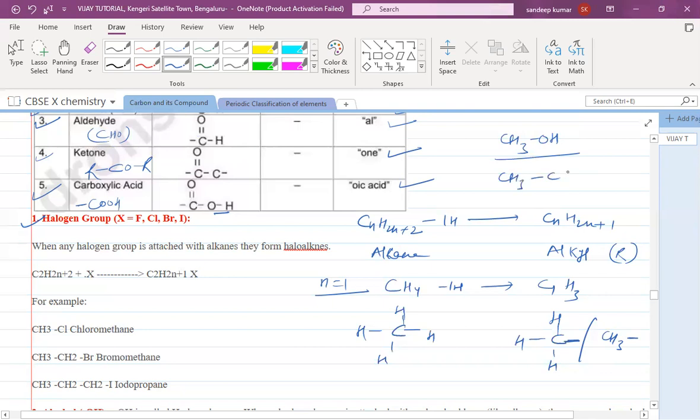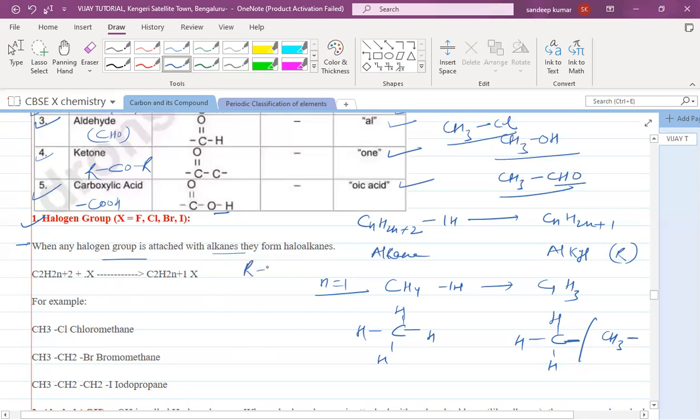If a CHO group attaches, it becomes an aldehyde. If chlorine attaches to the CH3 alkyl group, it becomes a halogen family compound. When any halogen group is attached to an alkane, they form haloalkanes. Haloalkanes can be represented like this: RX.